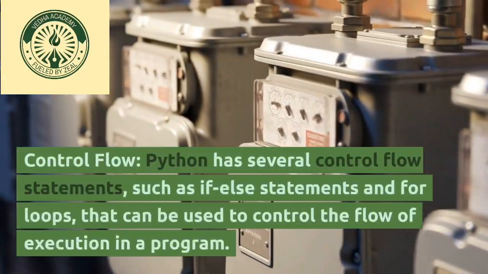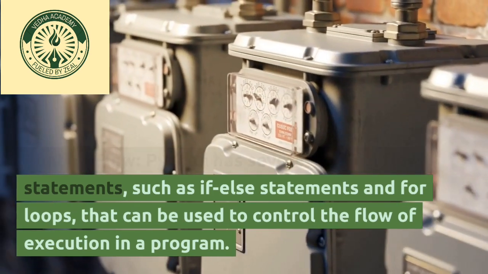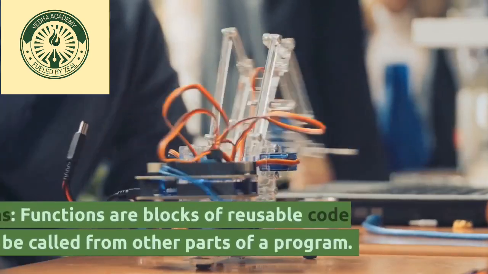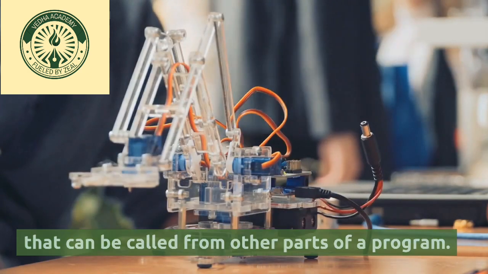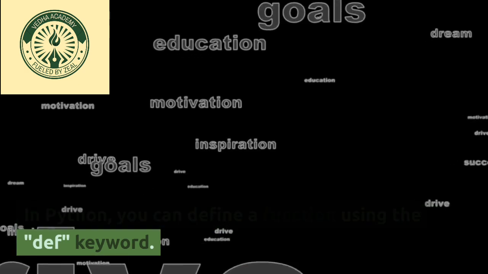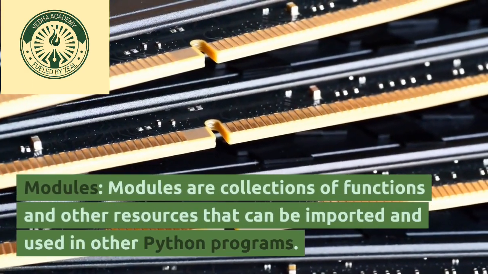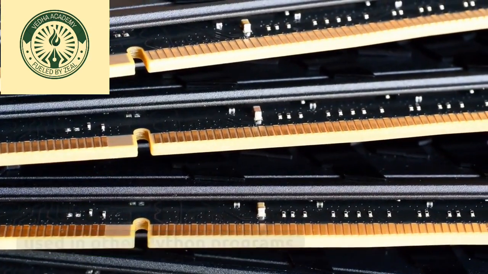Control flow. Python has several control flow statements, such as if-else statements and for loops, that can be used to control the flow of execution in a program. Functions. Functions are blocks of reusable code that can be called from other parts of a program. In Python, you can define a function using the def keyword. Modules. Modules are collections of functions and other resources that can be imported and used in other Python programs.